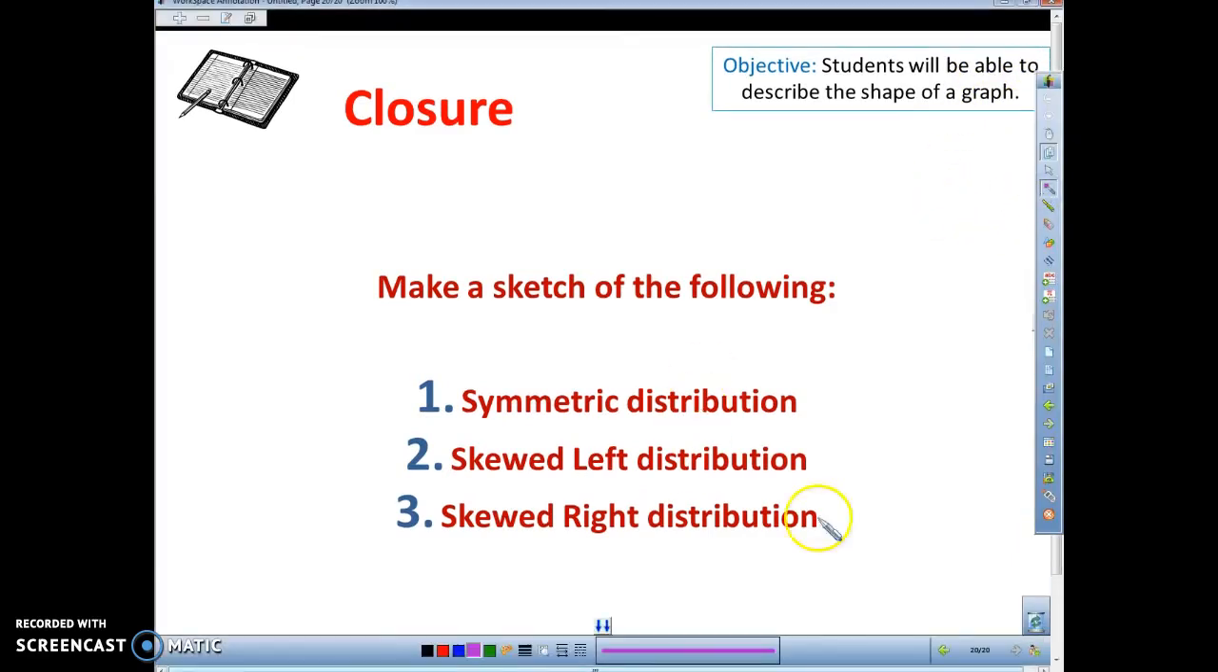Hopefully, if you've done that by now, pause the video if you want to try it without peeking, but hopefully you came up with something like this, right? A perfectly symmetrical distribution. Kind of looks like the Snapchat ghost. And then on this one, if it's skewed left, you have a tail going to the left. On this one, you have a tail that goes to the right. Okay, skewed left, skewed right, symmetric.